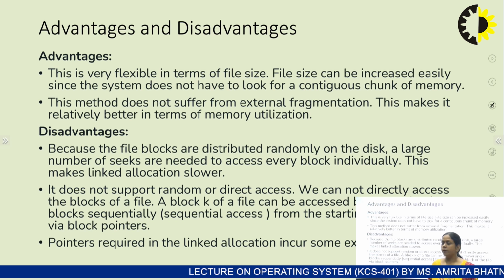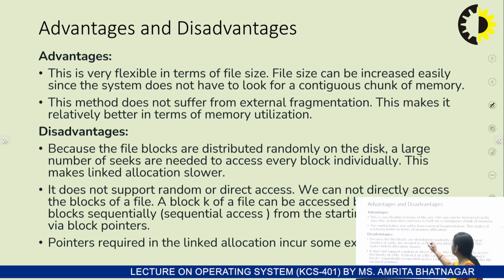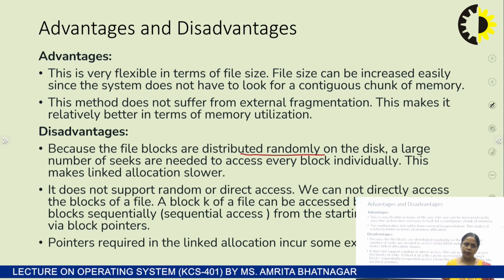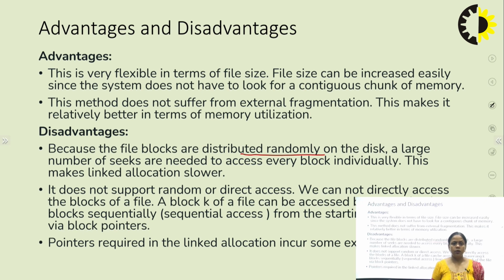Disadvantage: because the file blocks are distributed randomly on the disk, a large number of seeks are needed to access every block individually. This makes link allocation slower, because the file is stored in different blocks, and these blocks are stored randomly. That's why we need more number of seeks. Okay, it does not support random or direct access.